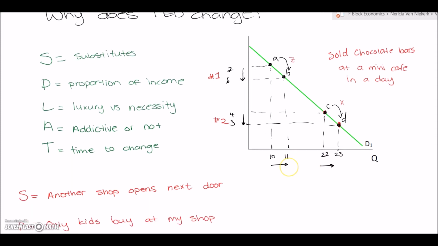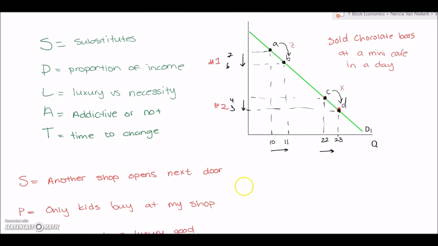When looking at proportion of income, let's say only kids buy at my shop. This means that they don't have as much money as adults do, and therefore let's say they get about 20 rand which they can spend. Now, you can sell less when selling a candy bar for 7 rand, or you can decrease the price all the way to 3 and then sell 23 in a day because kids like candy, you know.